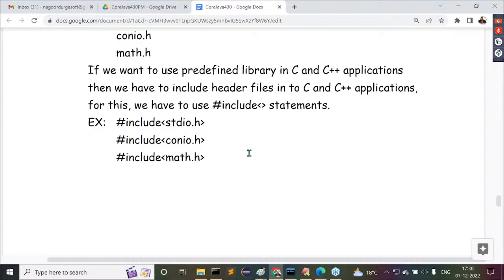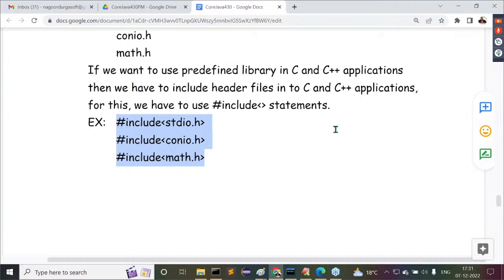When I compile a C program, the preprocessor is the first phase in compilation. Then immediately the preprocessor will be activated. What will the preprocessor do? The preprocessor will recognize all these hash include statements and take all the specified header file names. The preprocessor will go inside the C software, which you already installed in your system. Inside the C software, the preprocessor will check whether these header files are available or not available.